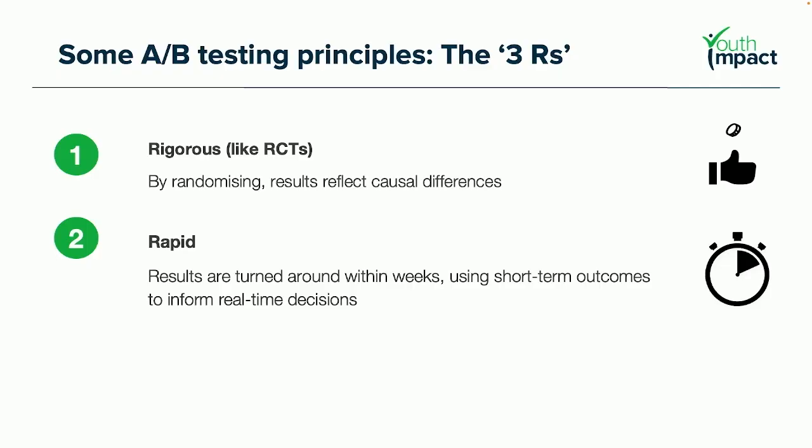But different to randomized control trials, it's rapid. So results are turned around ideally within weeks. It's designed for real live decision making. So you find something out and then the next week you're changing a program based on that information. And so that means it does need to use these short-term outcomes, or what we call golden indicators. So you're finding an outcome that changes fast enough, but it's also meaningful enough to make a decision. And so it really does need to be this rapid cadence.